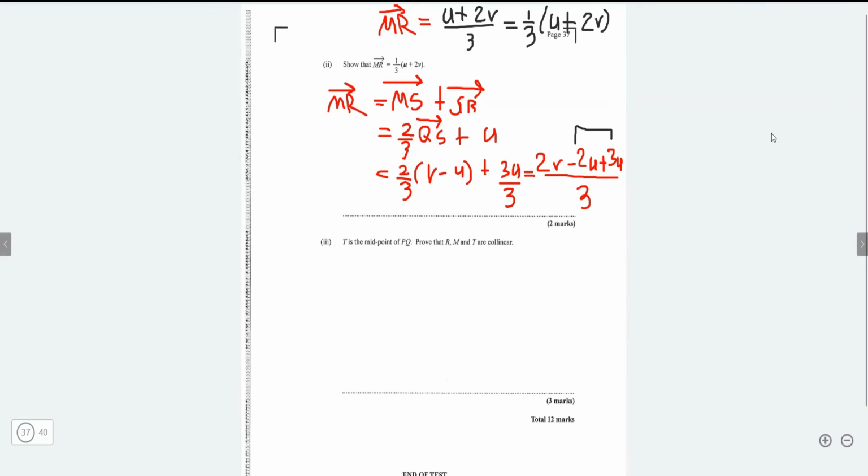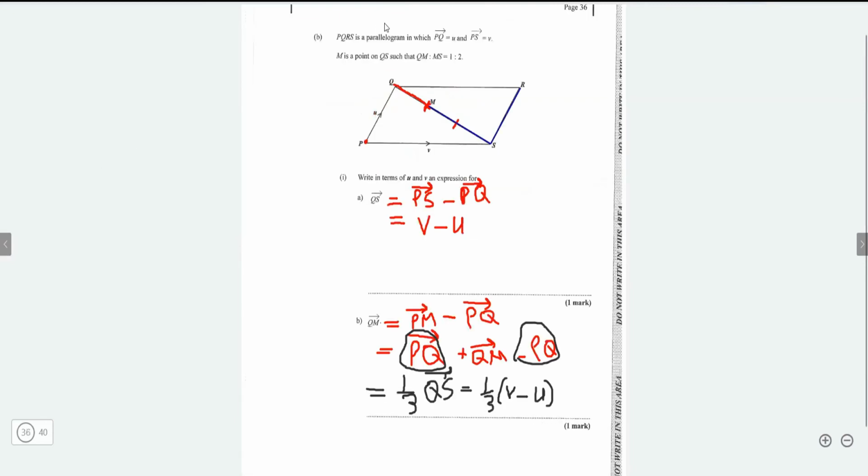Now it says that T is the midpoint of PQ. Prove that R, M, and T are collinear. So T is the midpoint of PQ. This is PQ, and then say T is the midpoint. So T is somewhere right here. So this is supposed to be T, right?